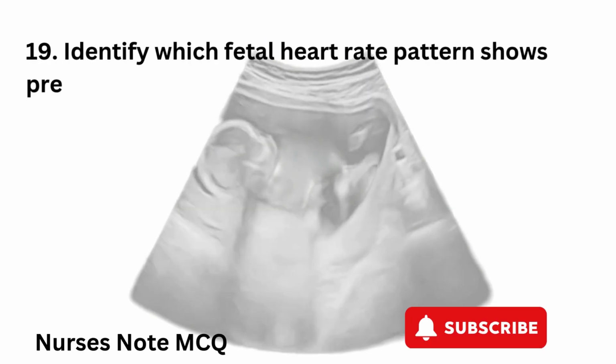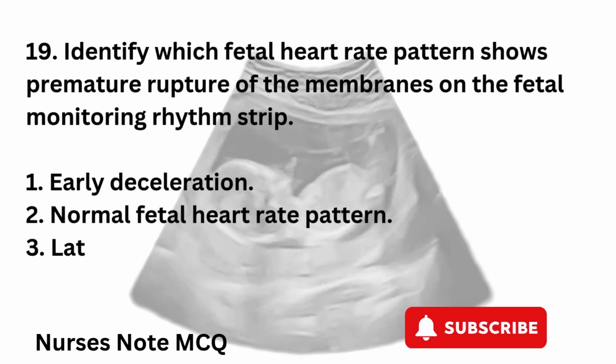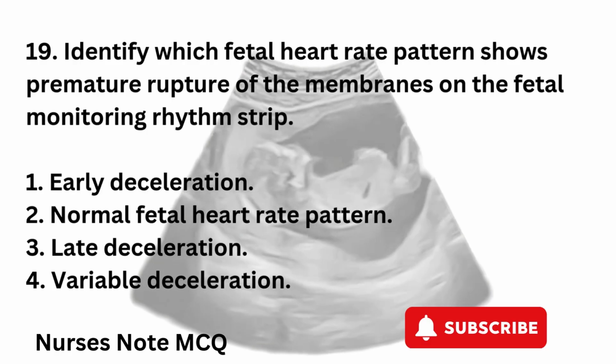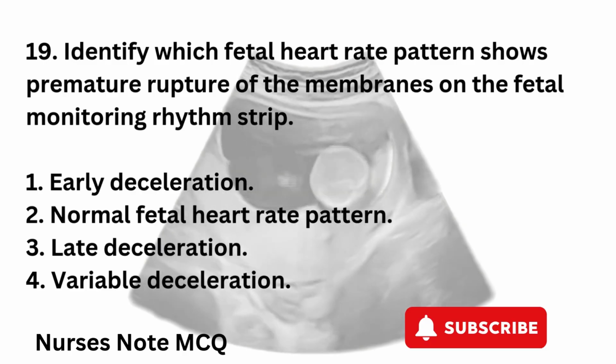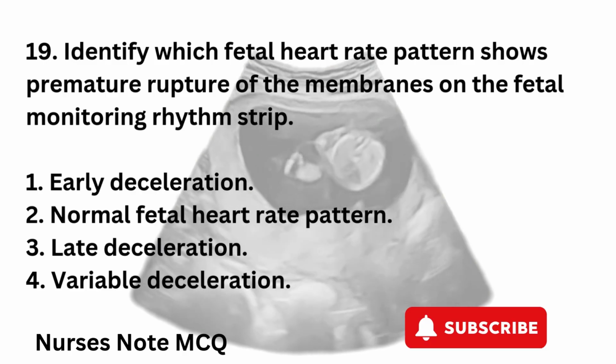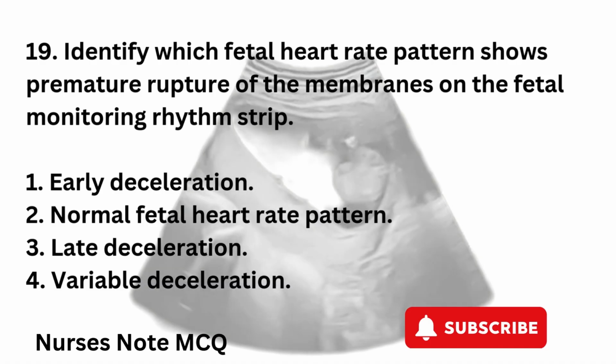Identify which fetal heart rate pattern shows premature rupture of the membranes on the fetal monitoring rhythm strip. 1. Early deceleration. 2. Normal fetal heart rate pattern. 3. Late deceleration. 4. Variable deceleration.